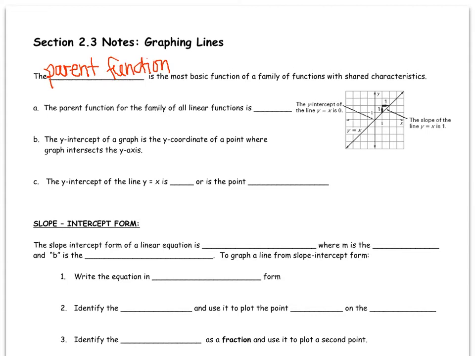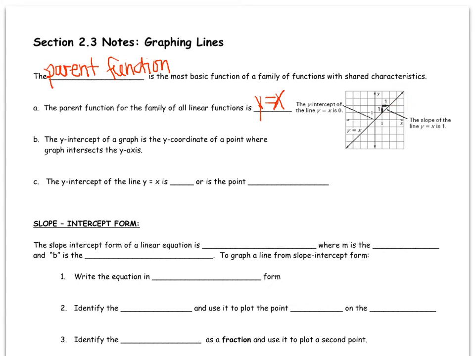So A, the parent function for the family of all linear functions, so all lines, is y equals x. That's our parent function for linear functions. And here is the graphing of the line y equals x. So we should recognize slope-intercept form from before, and this is saying that our y-intercept is 0. So it goes through the point 0, 0. And if I go up 1, I go over 1 to get right back on the line. I've got a slope of 1 here. So this is my most basic line, and here's the graph of the most basic line.